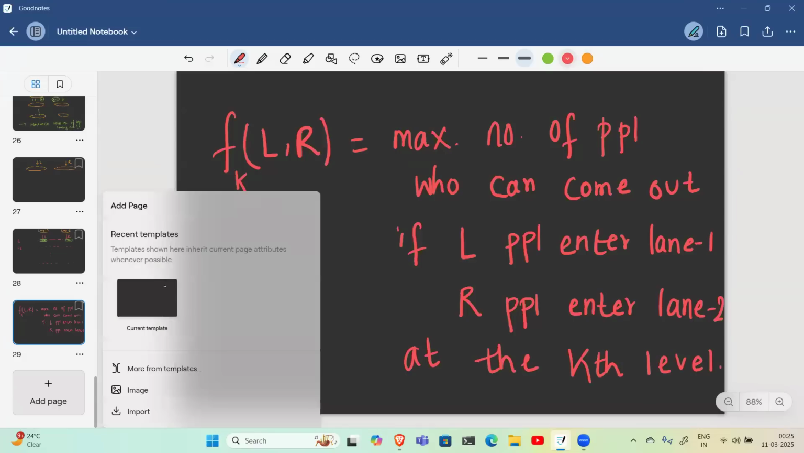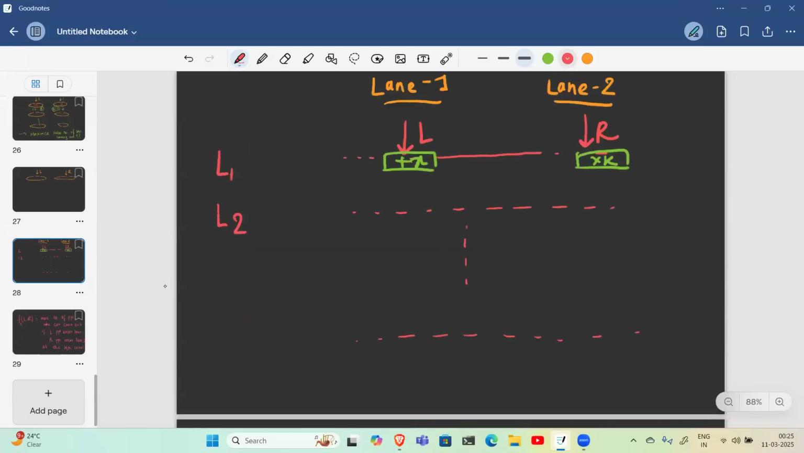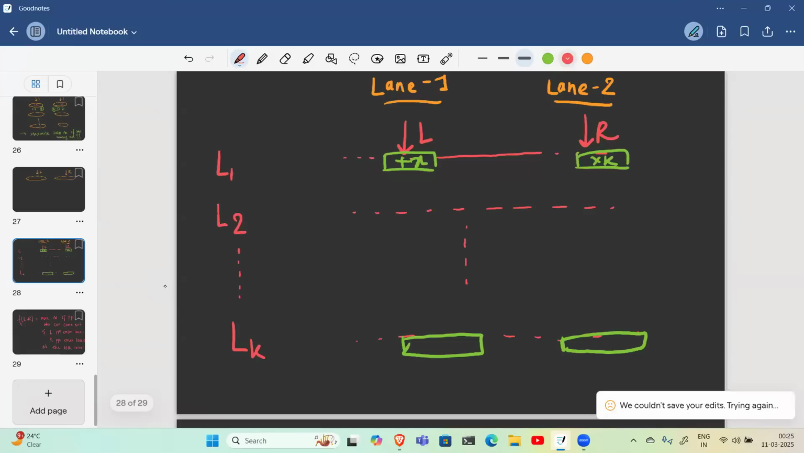So what does that mean? We have these levels: this was the first level, this was the second level, and it goes on till the kth level. This is the final level, the kth level, where there are gates present. So what I am interested in is, if L people pass through lane 1 and R people pass through lane 2 at the first level, then what is the maximum number of people which come out?